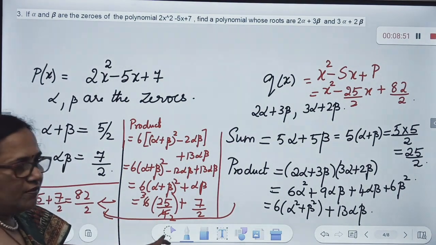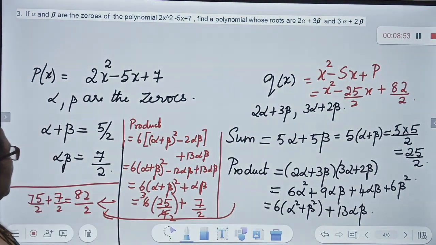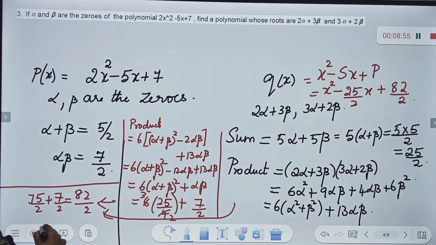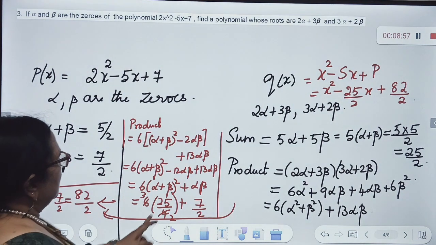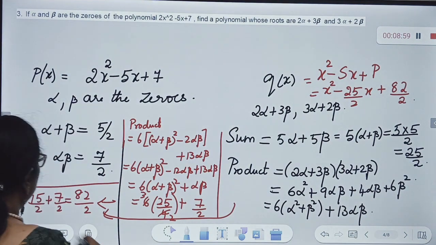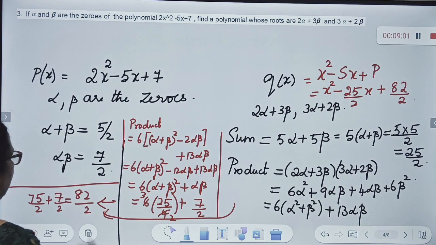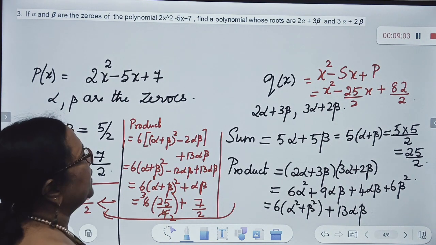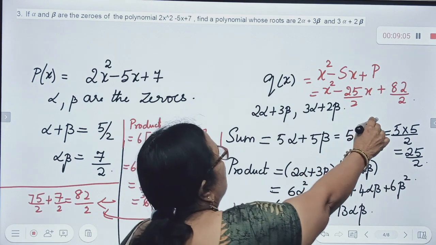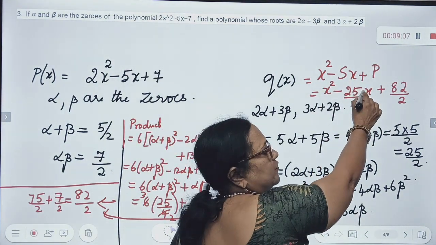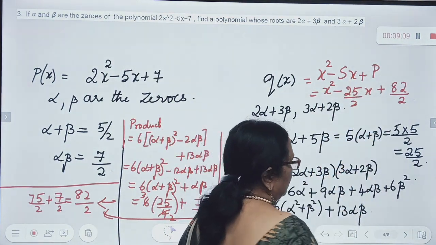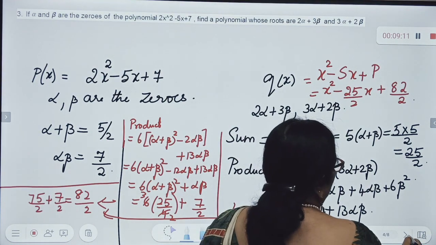Then I have substituted the values for alpha plus beta and alpha beta. So you get the product to be 75 by 2 plus 7 by 2, which is 82 by 2. So I have substituted in x square minus sum of the roots into x plus product of the roots. I hope you understood.